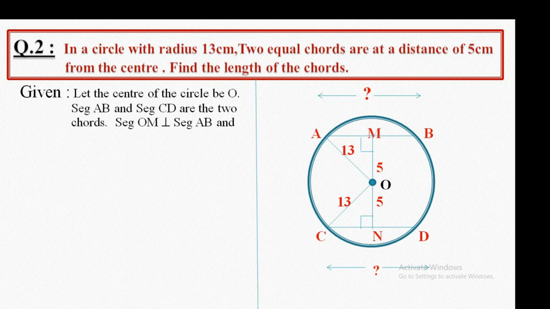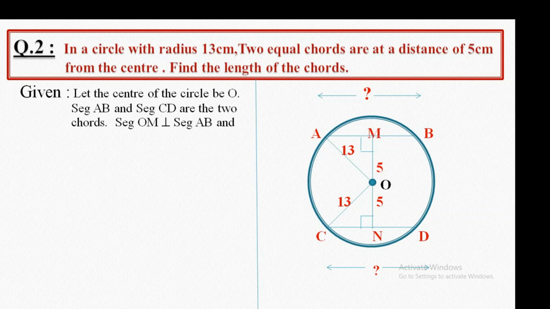So what is given to us, AB and CD are the two chords where OA is given to you, that is nothing but a radius of 13 centimeter. OC is 13 centimeter, OM is 5 centimeter, and ON is also 5 centimeter. That is nothing but the distance from the center to the chord. Now what we have to find? We have to find out the length of the chord, that is AB and CD.